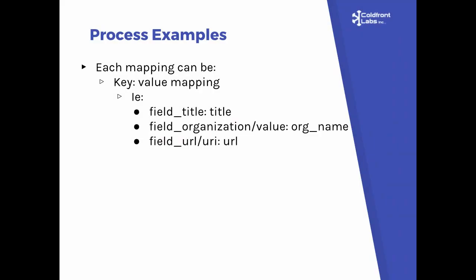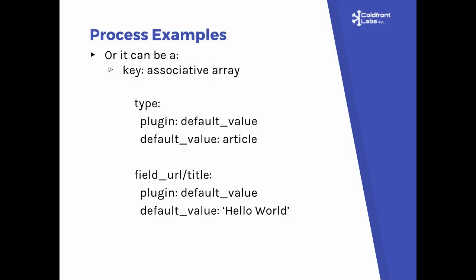But anyway, this is an example of a key value pair. You're mapping field title with the source field title, right? Or you're mapping field organization value to the organization name from the source. Or you're mapping the field URL, but the URI property, to the URL from the source. Or you can do something like this, where you're saying the type is going to be a default value, and then you're specifying what the default value is. And same thing for the field URL. So you can assign properties within fields a certain value, but you can also process what exactly those things are going to be.